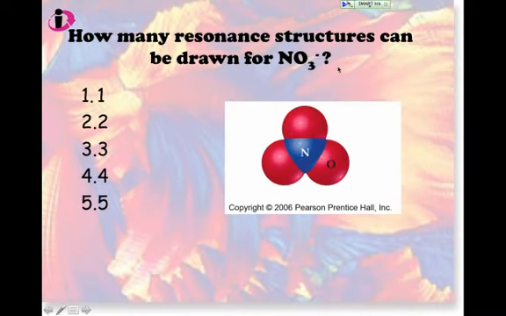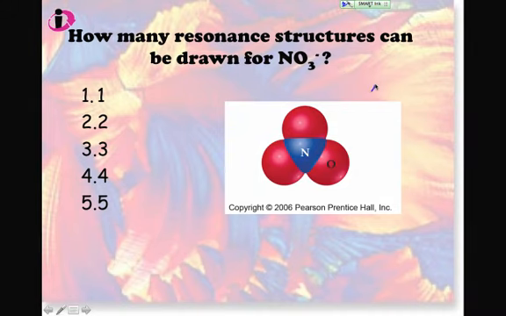Okay, the final question for this podcast is how many resonance structures can be drawn for the nitrate ion? Well, I just drew them for you, but why don't you give it a try if you don't remember. How many possible resonance structures can we draw? Remember, nitrate had 1 double bond. Where do you want to put it? At the top? At the bottom? On the other side? Either place where you put it. That gives us 3 resonance structures.